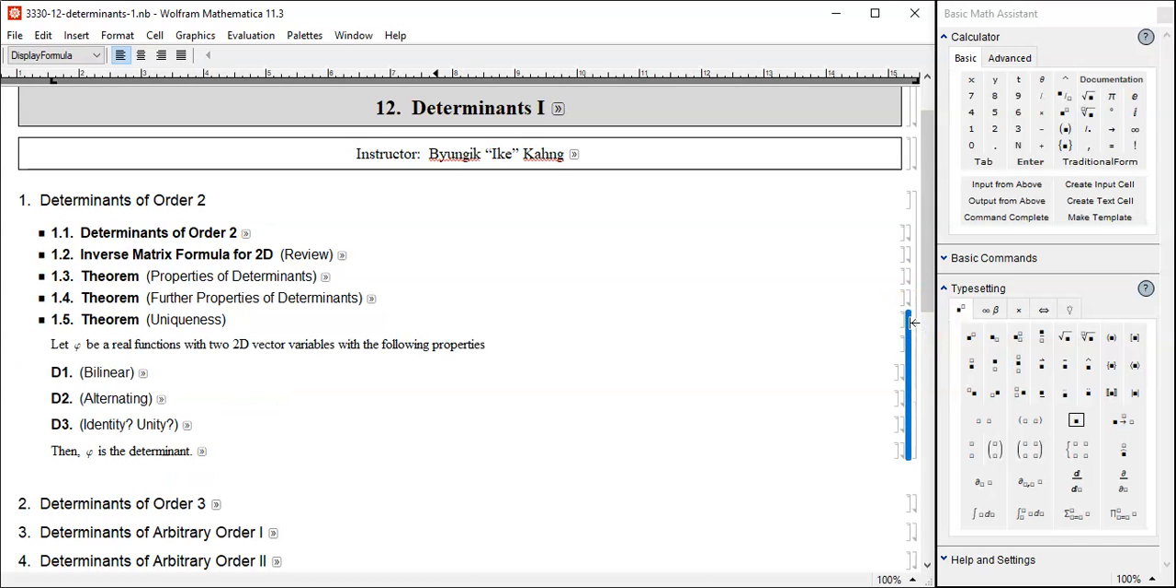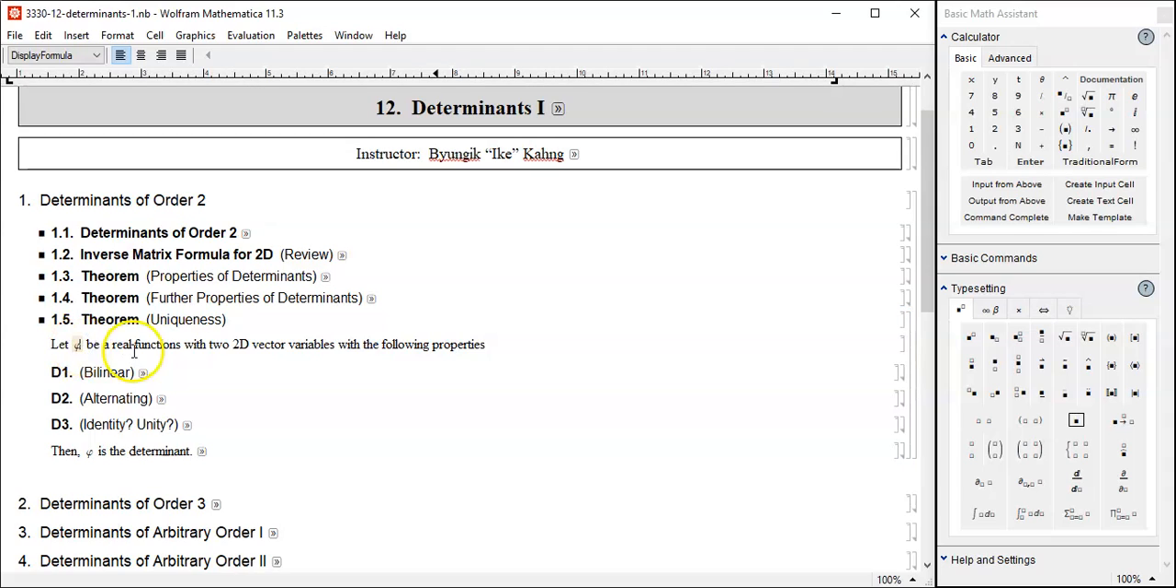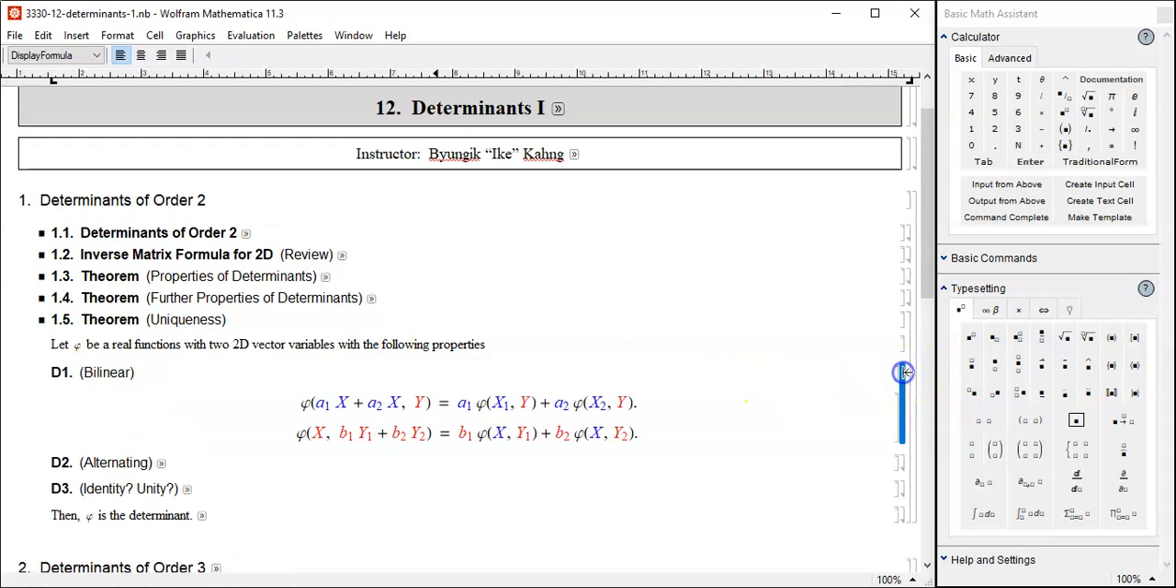Finally, this property. Let a map phi be a real function with two 2D vector variables with the following properties: bilinear, alternating, and identity property. Bilinear, what do you mean by that? I can separate out the linear combination to the first vector and do the same thing to the second vector.